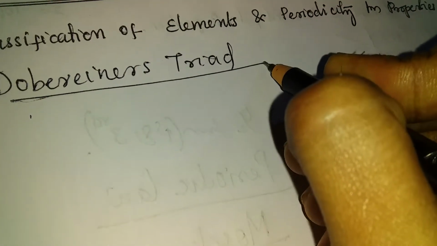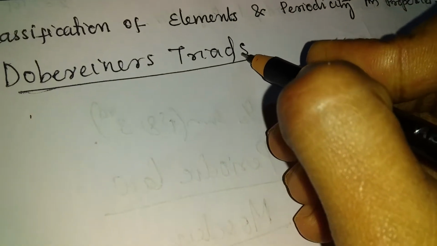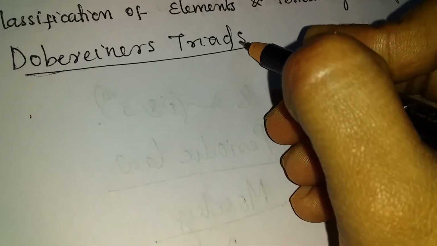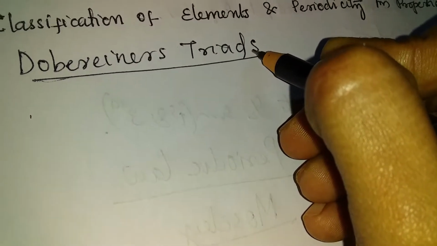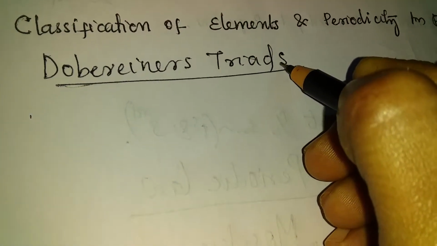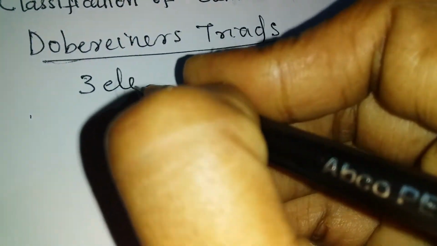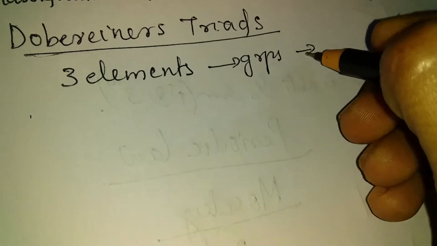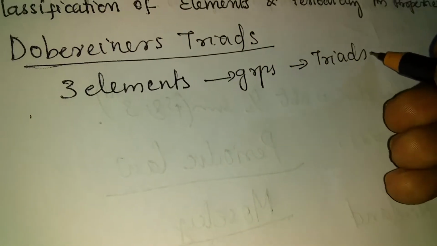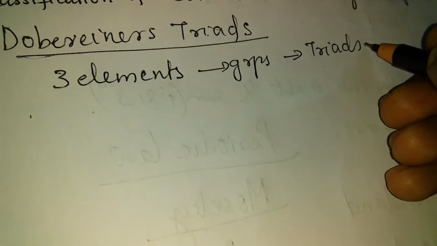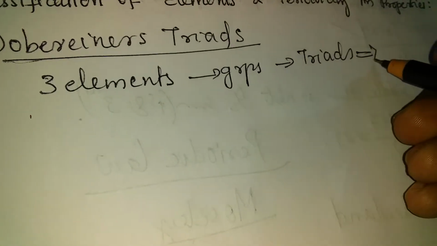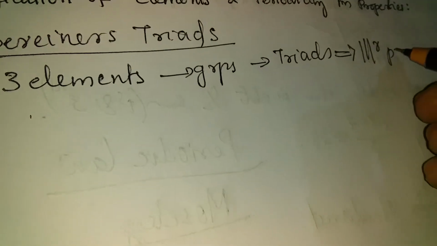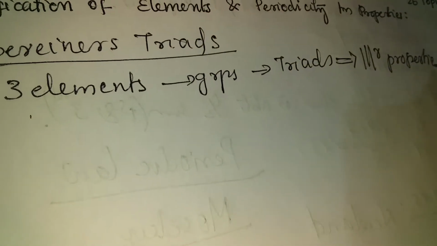So what is this triad? Dobereiner arranged the elements in several groups of 3 elements. Each group is called a triad. So 3-element groups are called triads. And what are the properties? The importance is that they have some similar properties.